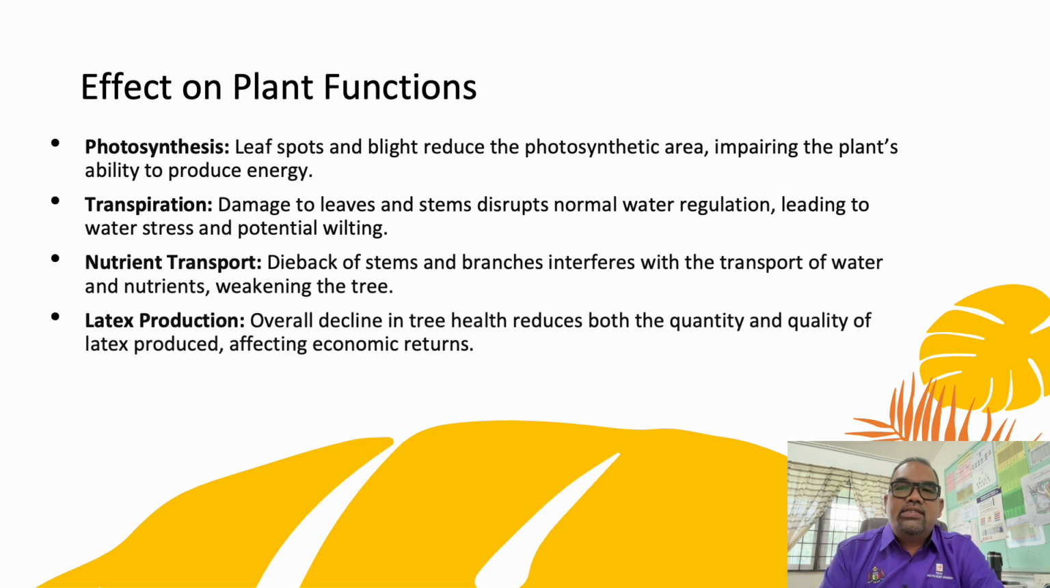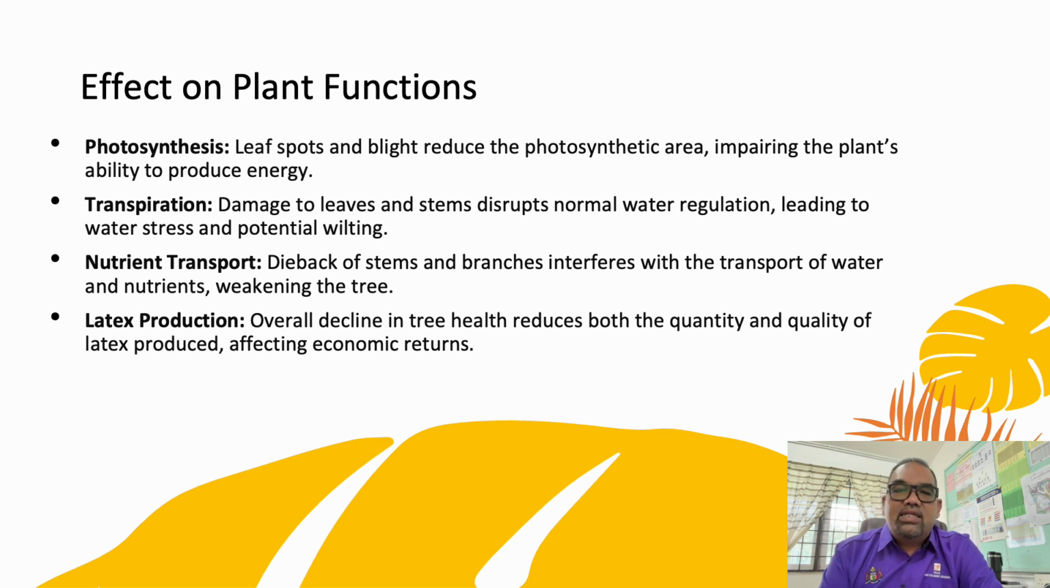Pestalotiopsis leaf spot disease adversely affects several vital functions of the rubber tree. Firstly, it impairs photosynthesis. The leaf spots and blight reduce the leaf area available for photosynthesis, thereby decreasing the tree's ability to convert sunlight into energy. This reduction in photosynthetic activity can stunt tree growth and development.